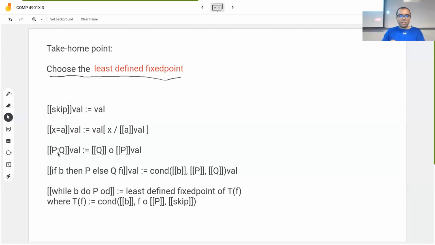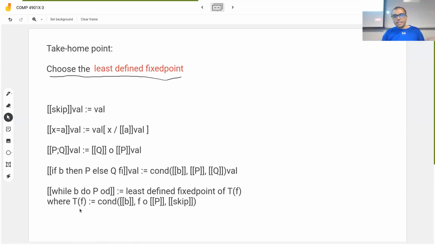So if I want to apply PQ on initial state val, I first apply P on val, and then I take the result and I apply Q on that. Okay. And the case of if was quite easy. It was just this conditional. And then for while, we had this transformer function T. And now we have to take the least defined fixed point of T. And whatever this least defined fixed point is, it's going to be the semantics of my while as well.